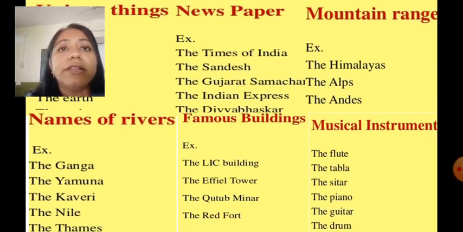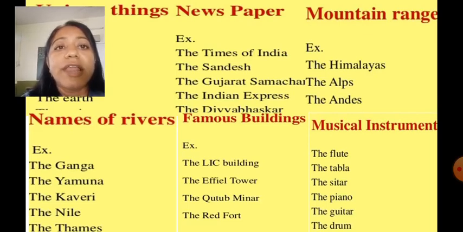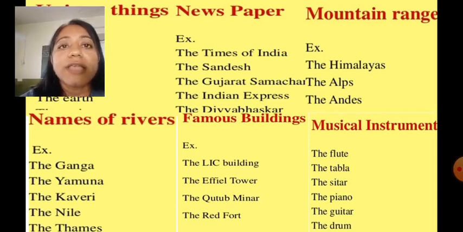We use the article the with unique things, that is the moon, the sun, the stars, the earth, etc. We also use the in names of newspapers, the Times of India, the Sunday, the Gujarat Samachar, the Indian Express, the Divya Bhaskar, etc. We also use the with mountain ranges, the Himalayas, the Alps, the Andes, etc. We use the in names of rivers, the Ganga, the Yamuna, the Kaveri, the Nile, the Thames, etc.